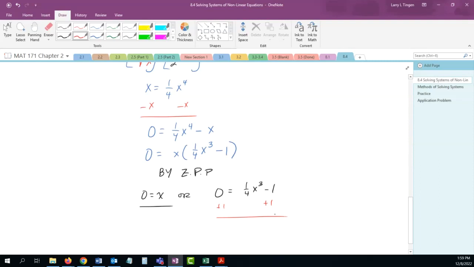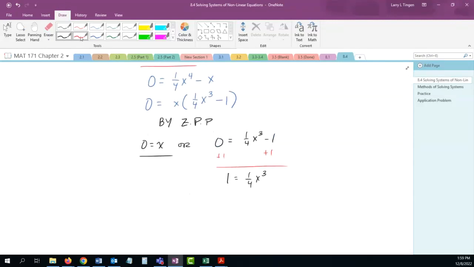Everything with an x is already on the right. So everything without an x needs to go to the other side. 1/4 x cubed. If I multiply both sides by 4, that clears my fractions. This is the same thing as dividing by 1/4, which ends up being multiplying by the reciprocal.